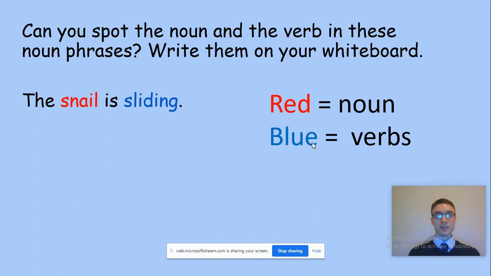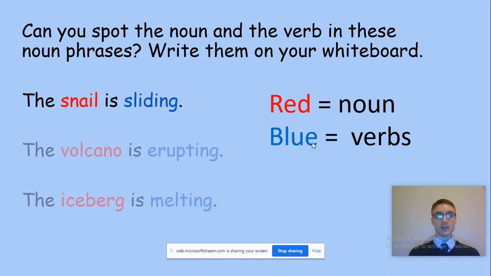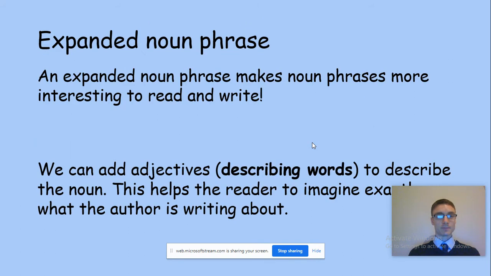Here we go, look, the snail is sliding. It's the snail, which is the noun, name of the creature, and what is it doing? It's sliding, so that is our verb. Sliding is the verb. And then we've got the volcano is erupting. The volcano is the name of the thing, and erupting is the verb, the action. And then finally, we've got the iceberg. Iceberg is the noun, the name of the thing, and then melting is the name of the action.